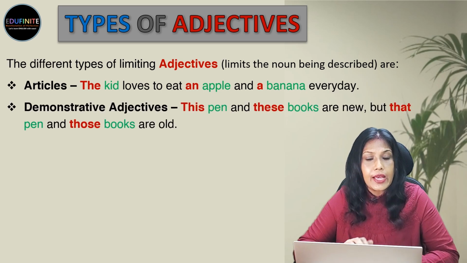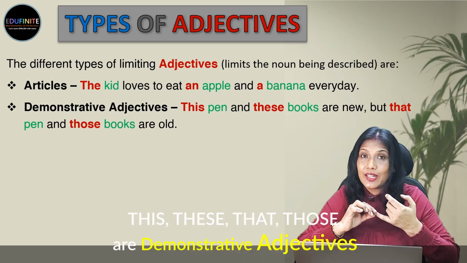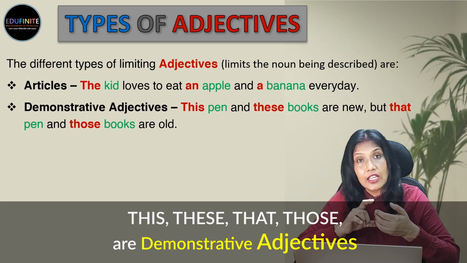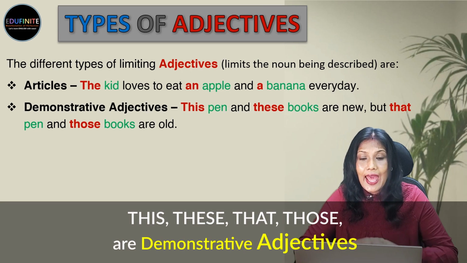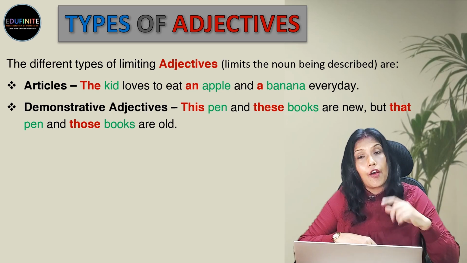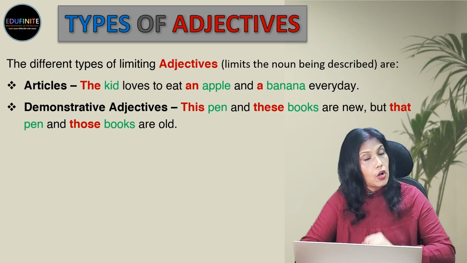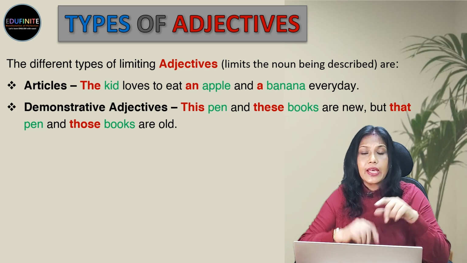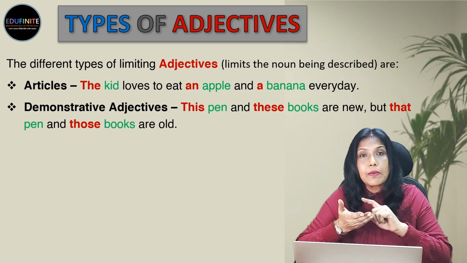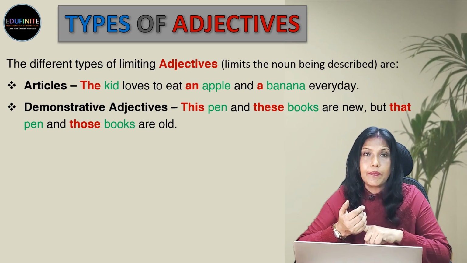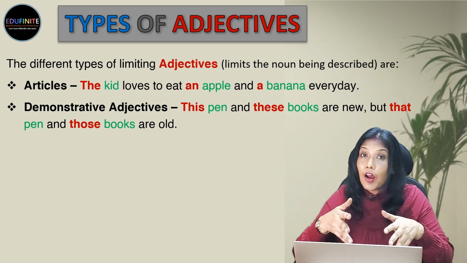Next we come to demonstrative adjectives. Well, demonstrative adjectives are words like this, that, these, those. Now look at this sentence. This pen and these books are new, but that pen and those books are old. So this pen, that means we are telling about a pen which we are pinpointing, which is very near to us, this pen, and these books. So the books that are near to us, these books are new.